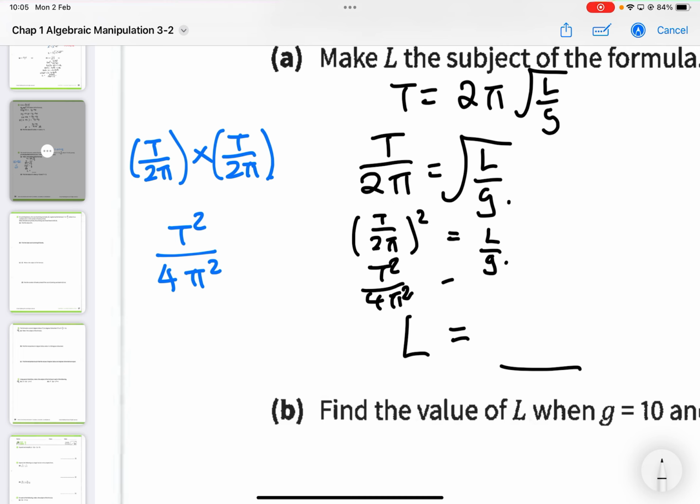Then I multiply my g. G, I don't want it to be in the denominator. I want my L to be alone. So my g multiplies across, and it will be at the numerator.